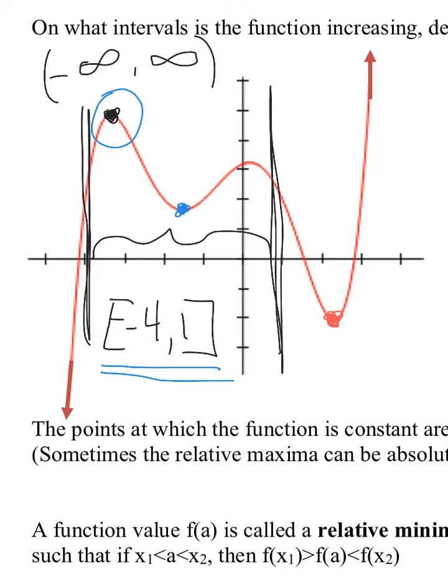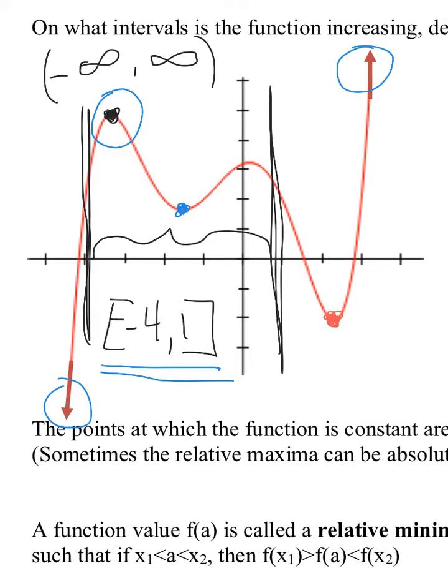Absolute maximum and minimums are different. Absolute maximum and minimum is the absolute highest point. So if I were looking at the absolute maximum point for this graph, it would be none, because this goes on to infinity. And if I were looking for the absolute minimum point for this graph, it would be none, because it goes negative all the way to infinity.